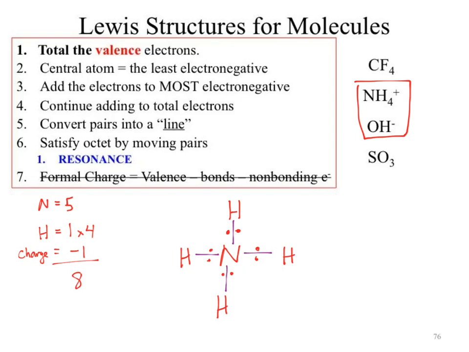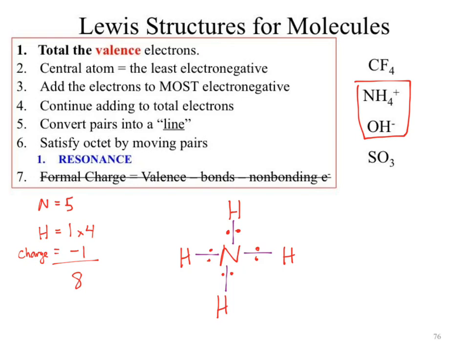Okay. So that means we can ignore step 6. I don't need to move electrons to satisfy octets because the octets are already satisfied. The only other thing I have to do now is look at step 7, which is formal charge. I do not have to calculate the formal charge per atom, but I do need to assign it for the molecule. Is the molecule charged?